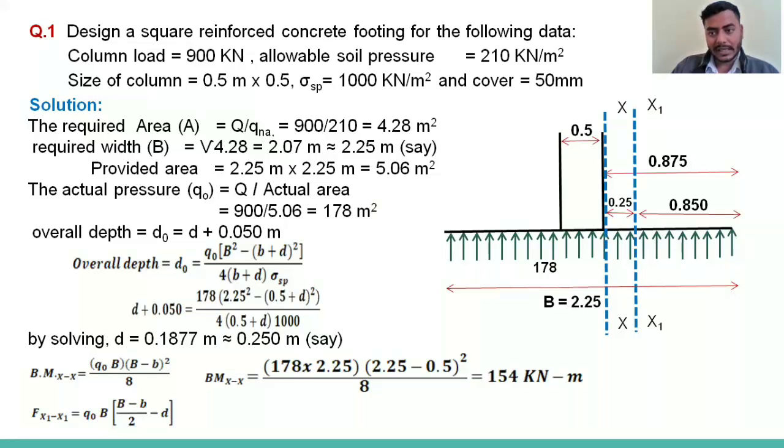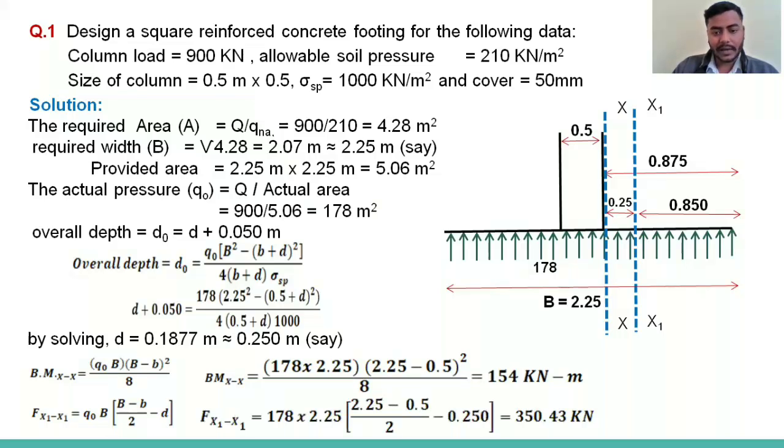So the x1 axis will be from the edge, that is 0.850, and we have derived all this formula. So q naught, small b, d we have. By putting all these values, we can get the shear force, that is 350.43 kilonewton.